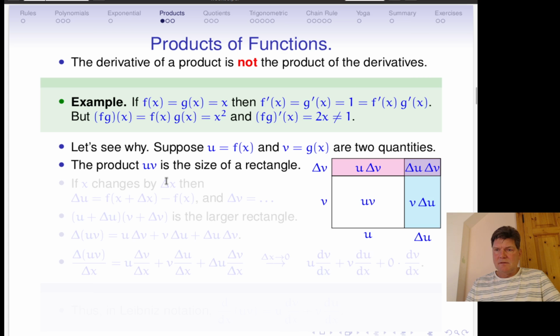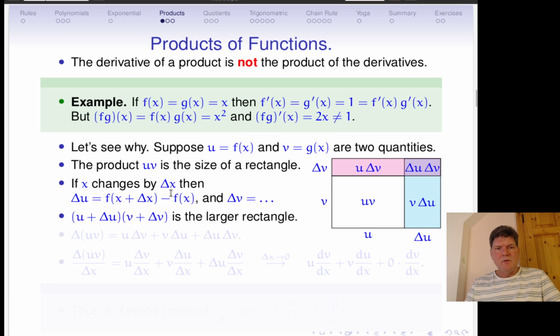Now if x, the quantity that both u and v depend on, changes by delta x, then u and v change correspondingly by amounts delta u and delta v. Delta u here being the extra width of the rectangle, and delta v here being the extra height in the rectangle. And this change of delta x in the x variable results in a larger rectangle, now with side lengths u plus delta u and v plus delta v.